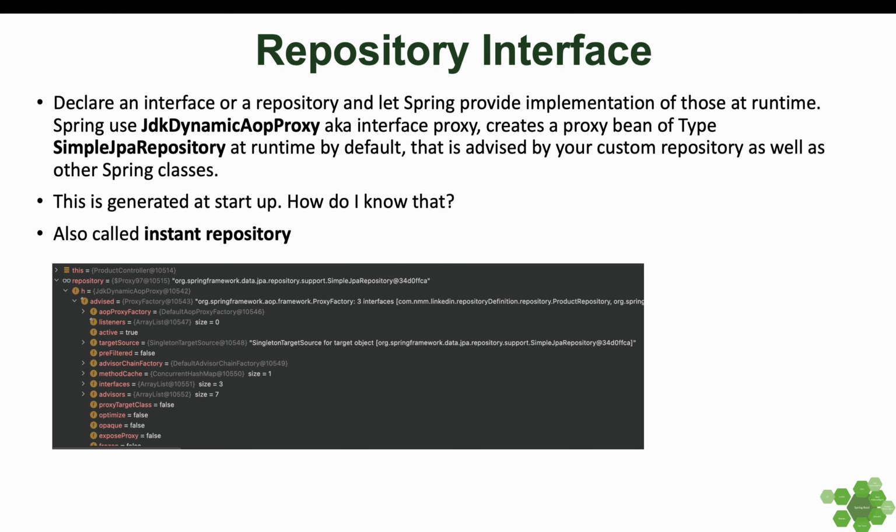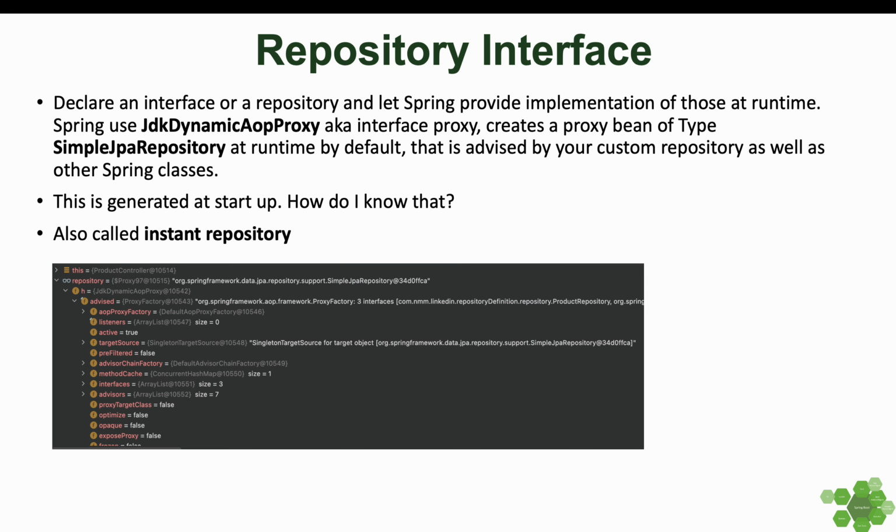So how does it do that? So Spring, because it's an interface, in my lecture on Spring AOP, I did mention there that the kind of proxy that Spring will generate for you is dependent on whether it is creating a proxy based on a class or an interface. So in this case, it will create a JdkDynamicAopProxy.